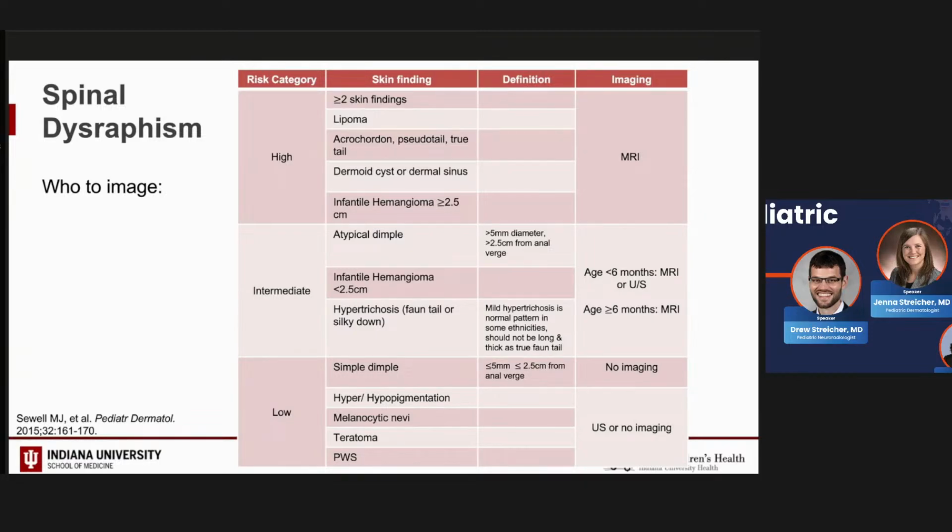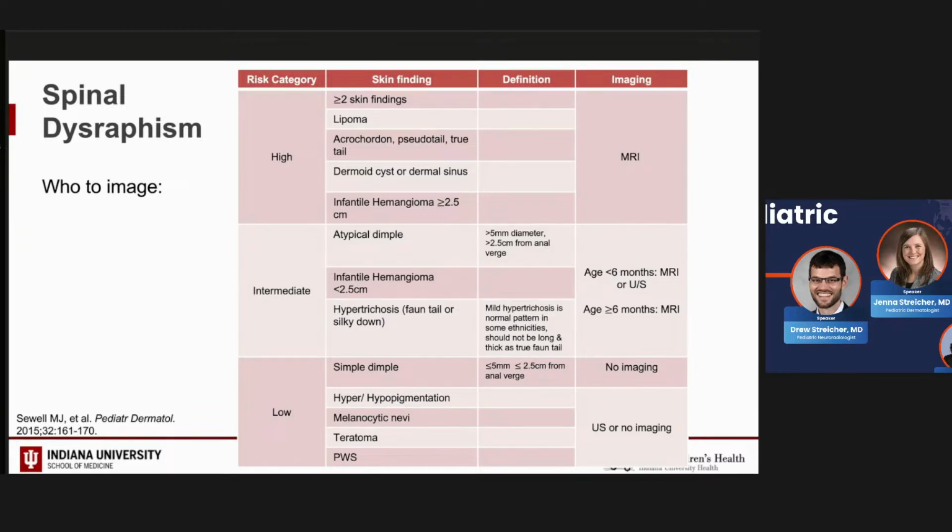In younger kids, I'd like to see these kids early because then it's a lot easier. We often are thinking about doing ultrasounds as kind of the first thing to screen. And then if there's concerns, then we move to the MRI. But older kids, we usually do have to order an MRI.